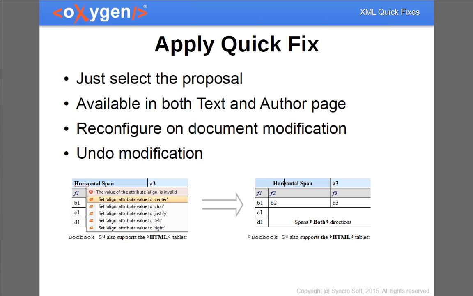Then let's see how we can apply these quick fixes. So you just need to select the proposal from the list, and the modification will be made in the editor. The quick fixes are available in both text and author page, and each time you make a modification in the editor or you apply a quick fix, the quick fixes are recomputed, so you will always have valid quick fixes depending on the current state of the document. And of course you can undo your modifications.